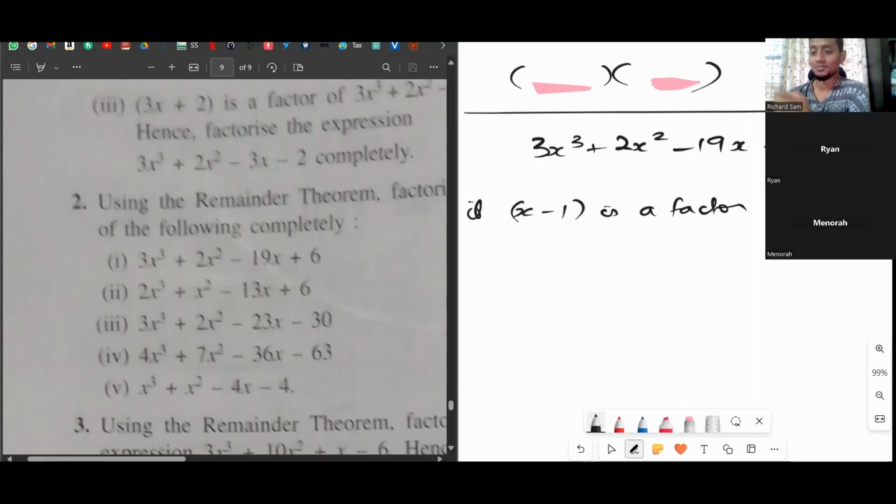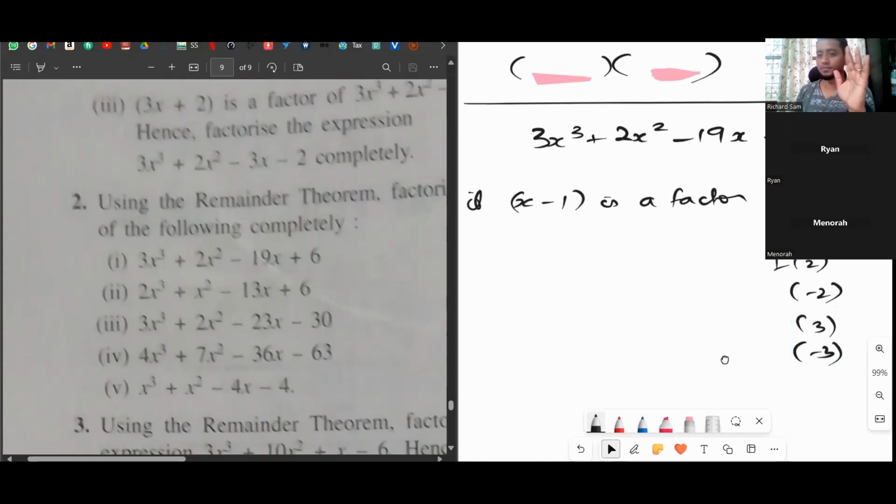What if we get 0? It means x minus 1 is a factor. What if it's not equal to 0? Then x minus 1 is not a factor. So like that, you're going to try f of 1, then f of minus 1, then f of 2, then f of minus 2, f of 3, and f of minus 3. That's all. You don't have to go ahead. They will not give you any question where you have to go above 3. But these are the 6 options that you have to try. You have to try whether you're getting 0 for f of 1, f of minus 1, 2, minus 2, 3, and minus 3. That's your first step.